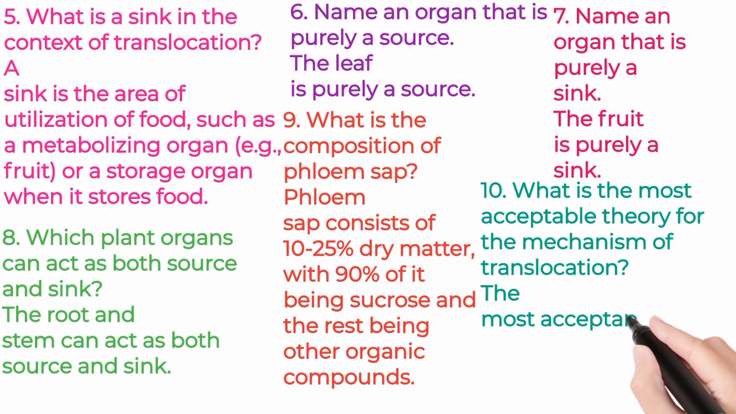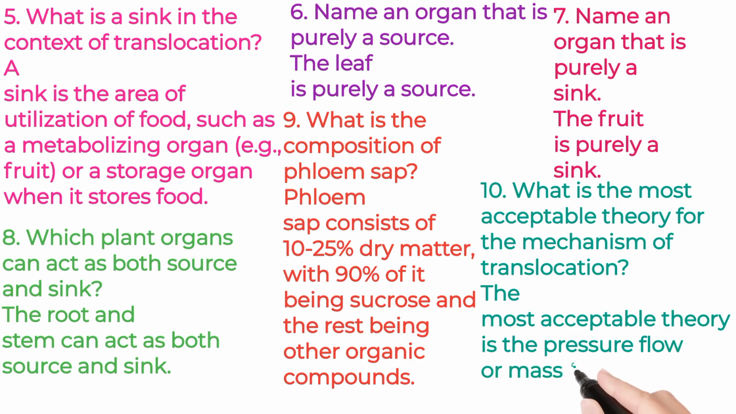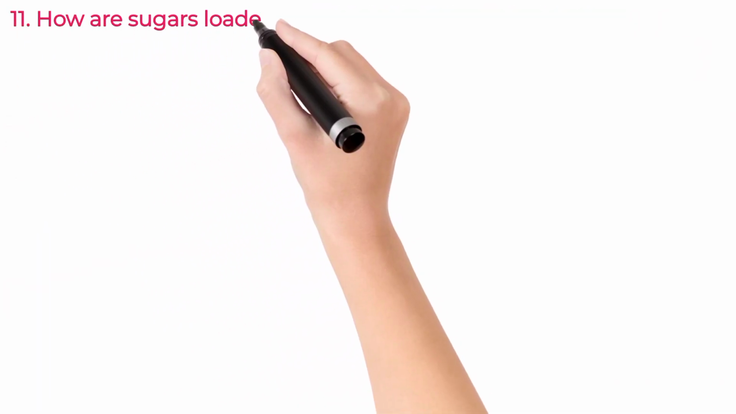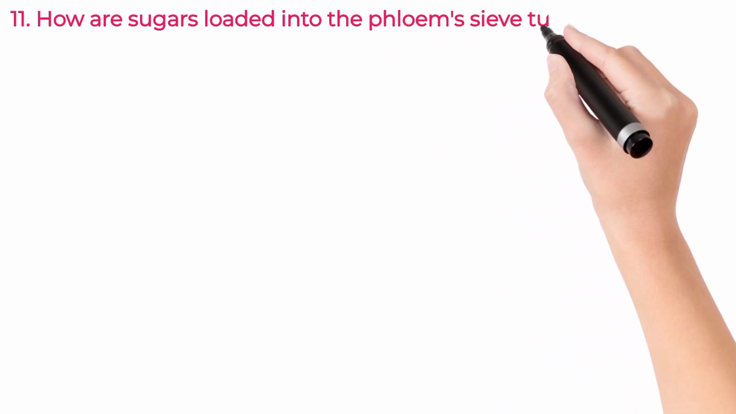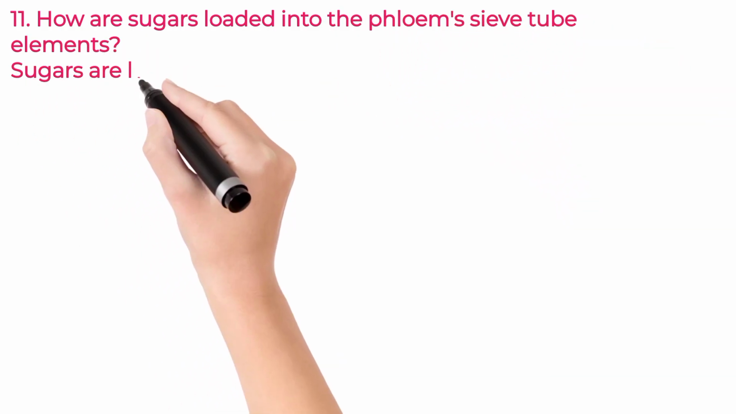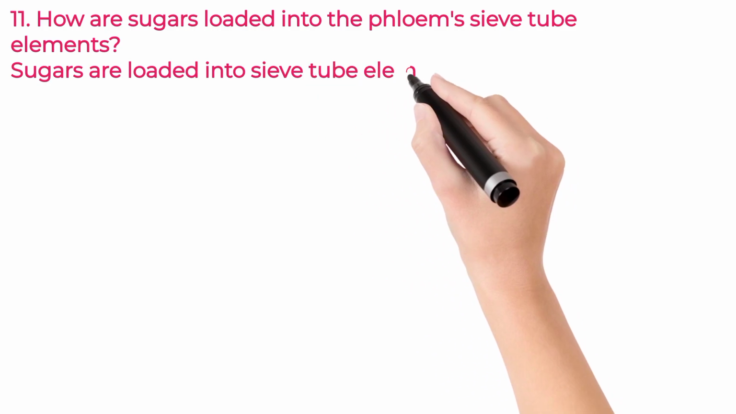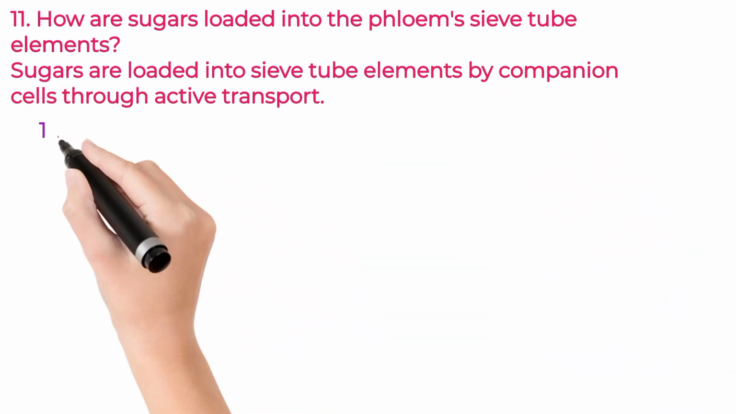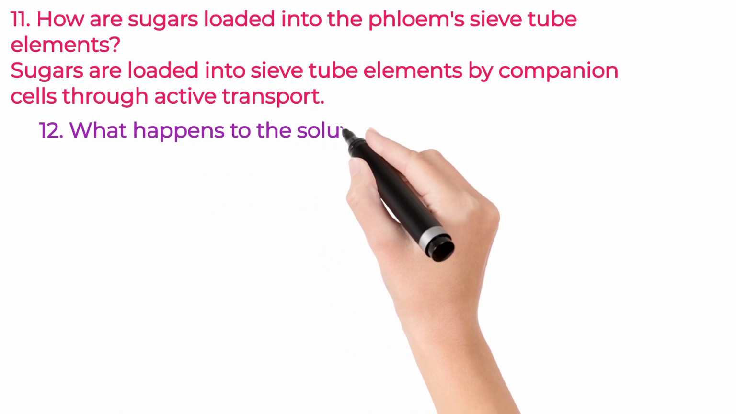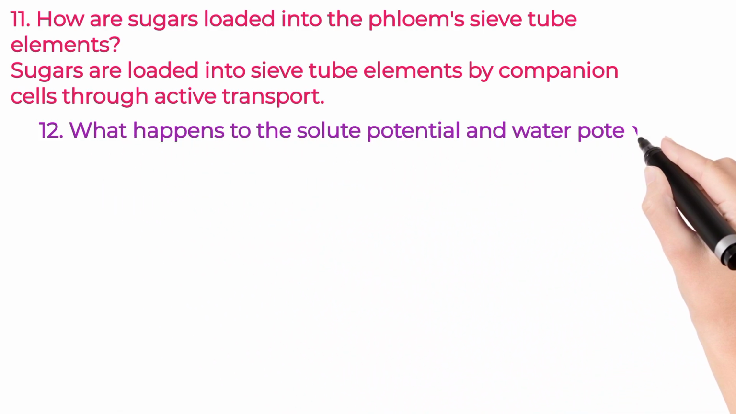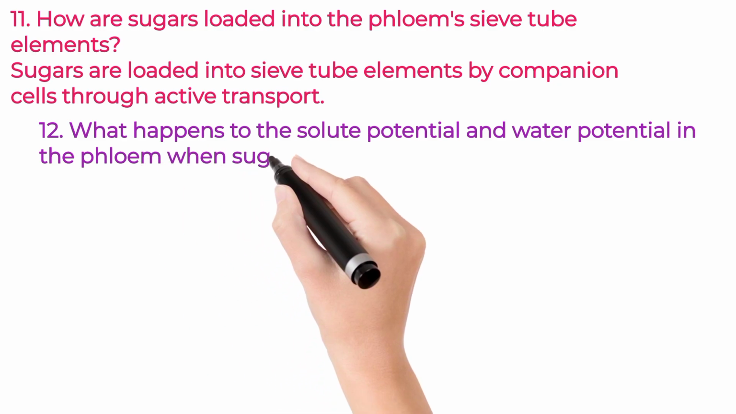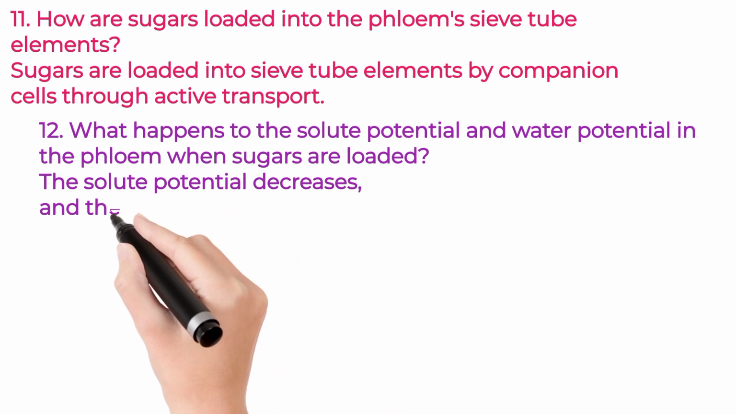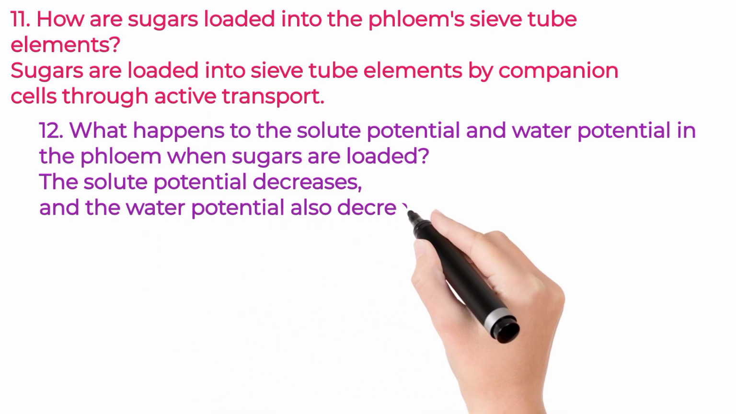The most acceptable theory is the pressure flow or mass flow theory. 11. How are sugars loaded into the phloem's sieve tube elements? Sugars are loaded into sieve tube elements by companion cells through active transport. 12. What happens to the solute potential and water potential in the phloem when sugars are loaded? The solute potential decreases, and the water potential also decreases.